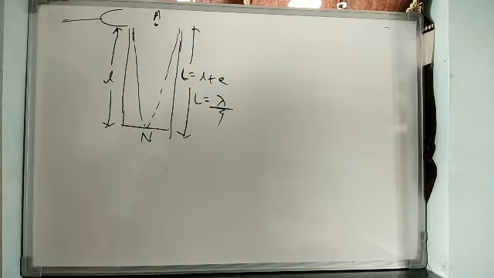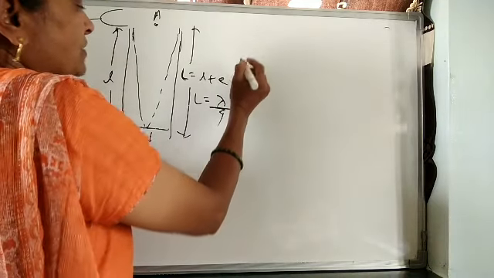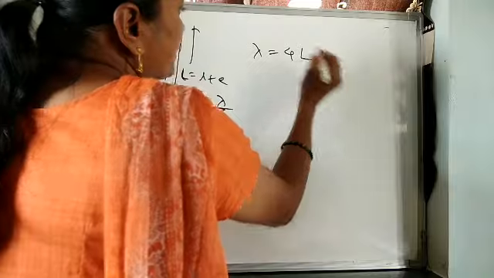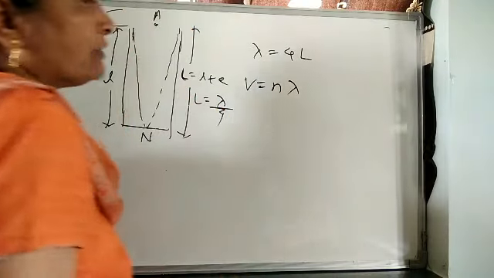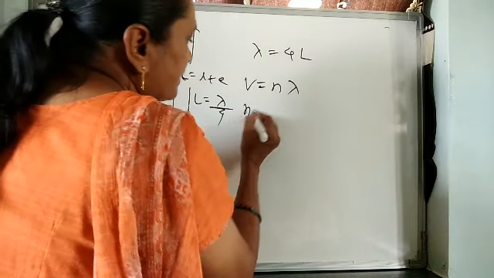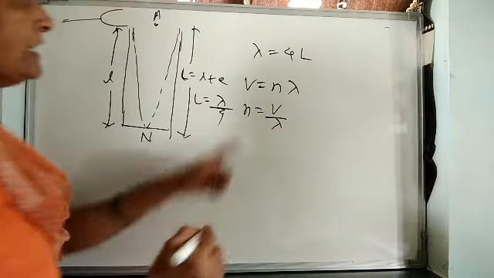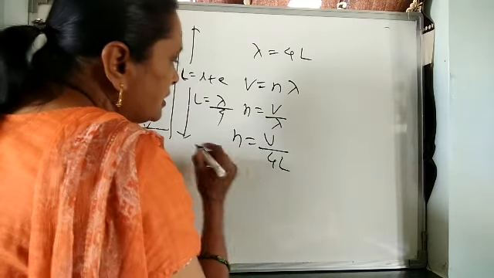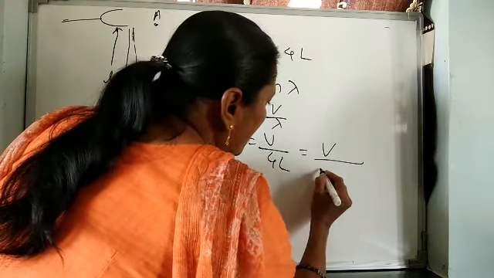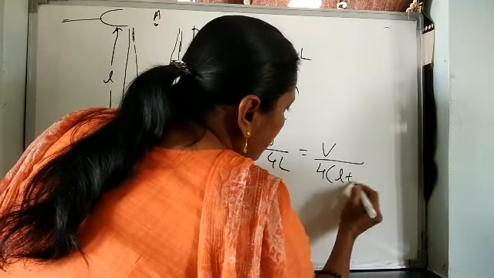This is the simplest mode of vibrations of an air column in a pipe closed at one end. This is also called the fundamental mode of vibrations. Here the length of air column L is equal to lambda by 4. Therefore, lambda is equal to 4L. As you know, V is equal to N lambda. We want to find the fundamental frequency, and therefore N is equal to V by lambda. So N is equal to V upon 4L, or you can write N is equal to V upon 4 into (l plus e).